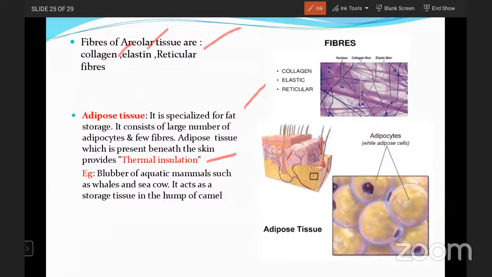The blubber of aquatic mammals such as whales and sea cows acts as thermal insulation. Aquatic mammals living in completely frozen areas get protection from the cold by the blubber. It also acts as a storage tissue in the hump of a camel. So this is about the adipose tissue: it has many cells and fewer fibers, and it is specialized for the storage of fat.